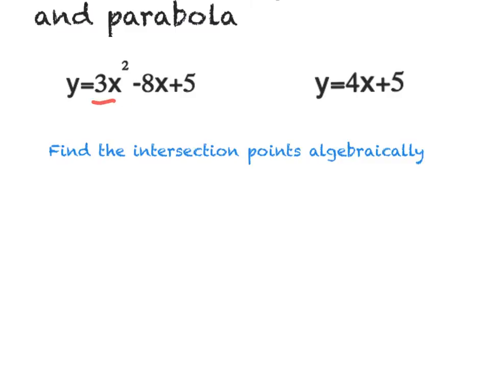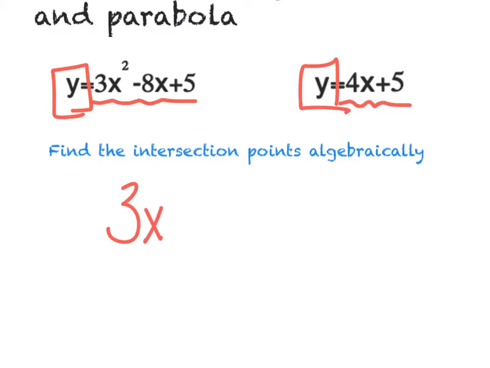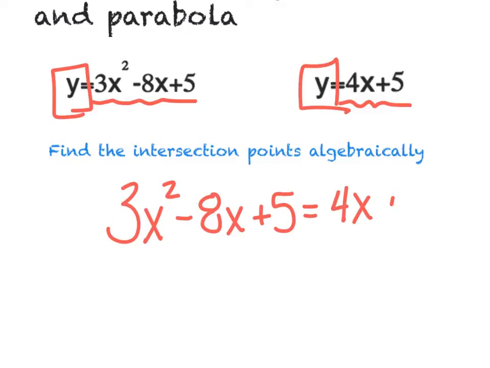Well, you'll notice this equation is equal to y, and this equation is equal to y. Therefore, if they both equal y, they must be equal to each other. So I'm going to set these two functions equal to each other. Again, it's just a simple substitution. You could also think of it as plugging the 4x plus 5 into this letter y.